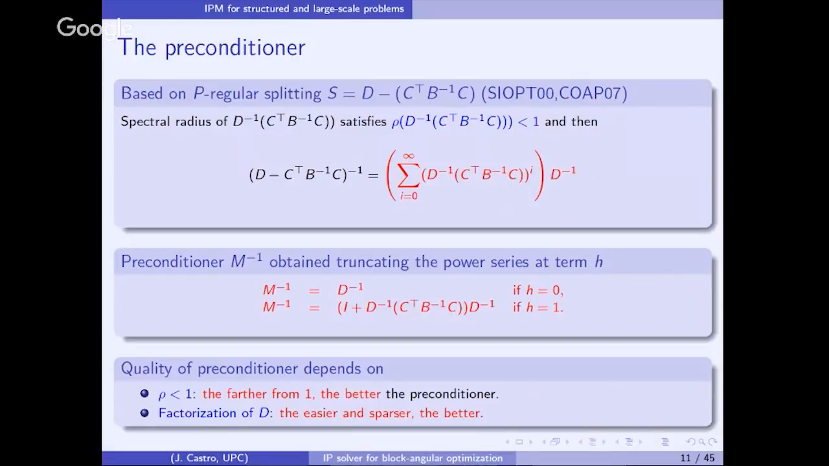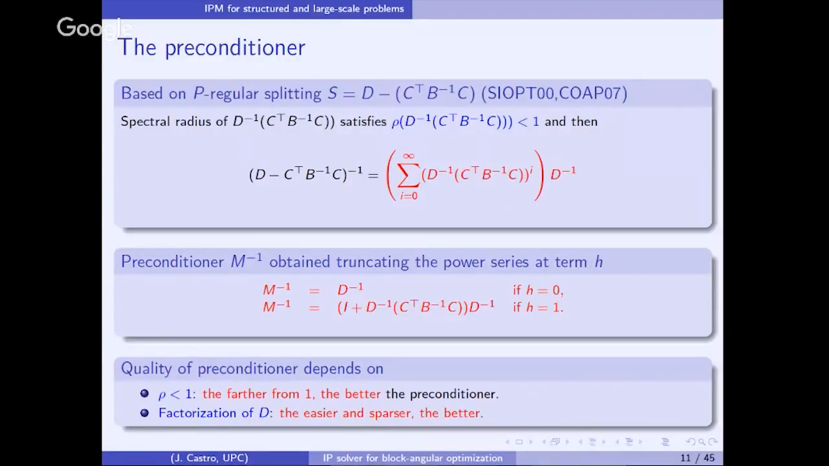So which is a good preconditioner? Consider some terms of this infinite power series, that's all. If you consider only one term of the infinite power series, the inverse of the system we want to solve, the preconditioner will be D minus 1, only this term. You consider two terms, we'll have something like that. The more terms you consider, the better is the preconditioner, but it's more expensive because for each of these terms, you have to solve a system of equations, okay? So that's the idea.